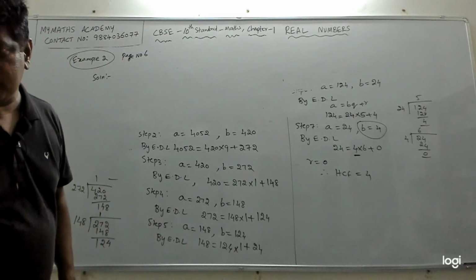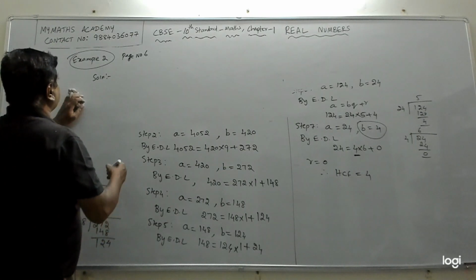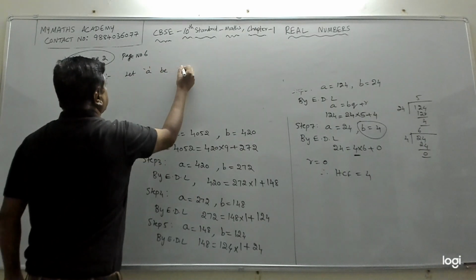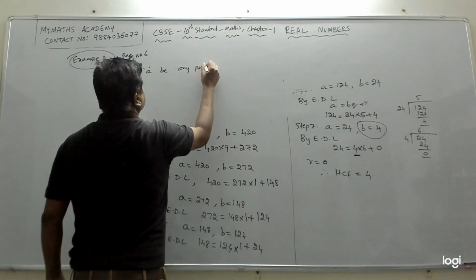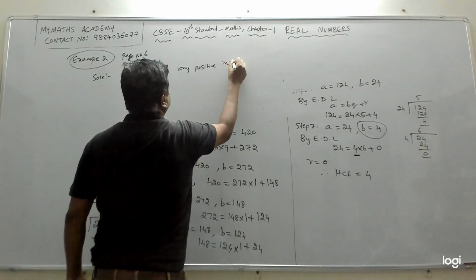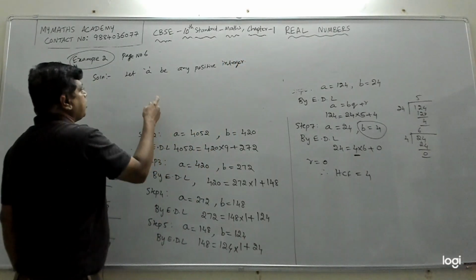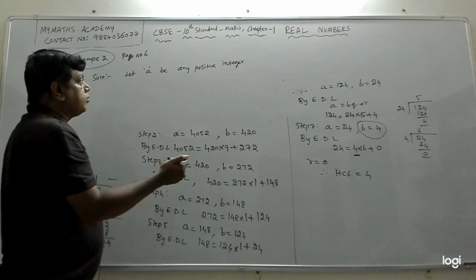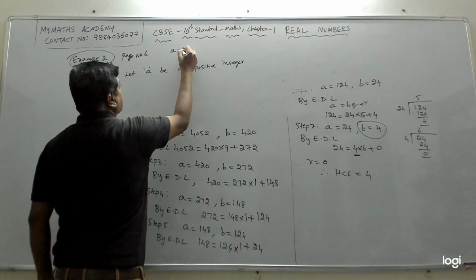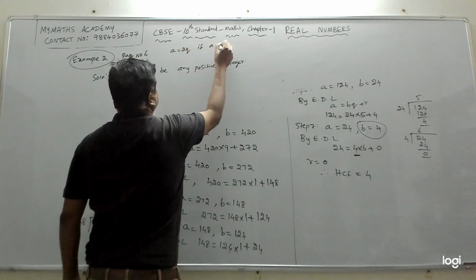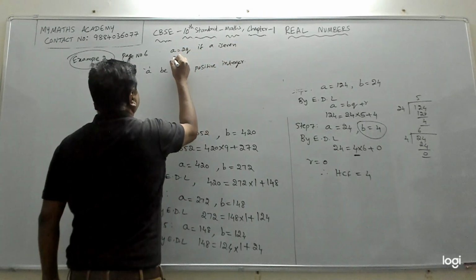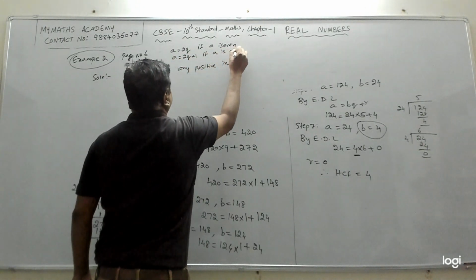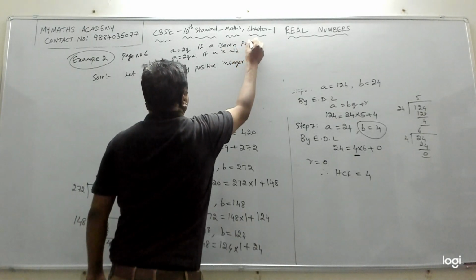The solution says, let A be any positive integer. Now what we have to show: if A is even, we should show that A is equal to some 2q. This is what we have to prove. And A will be 2q plus 1 if A is an odd positive integer.